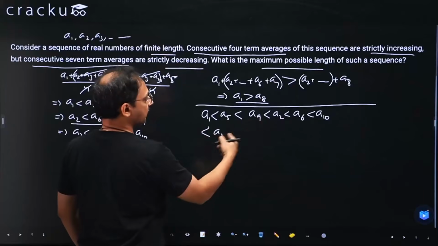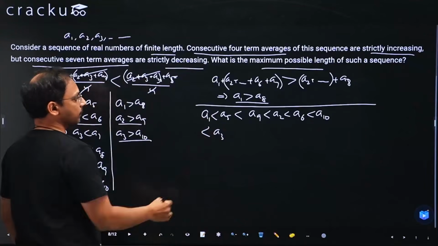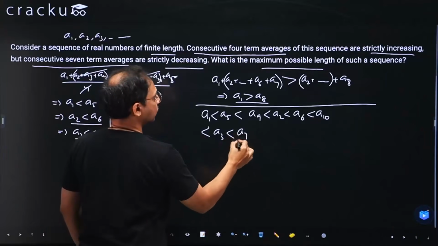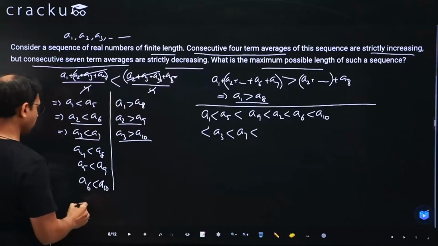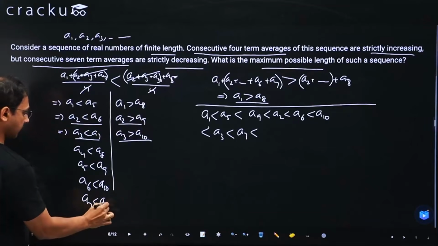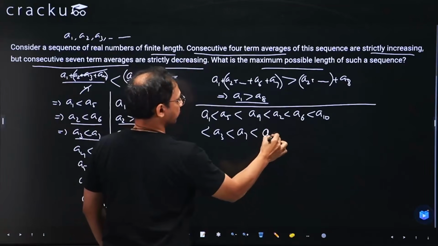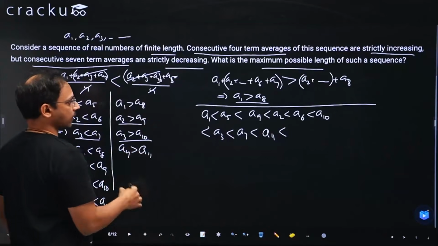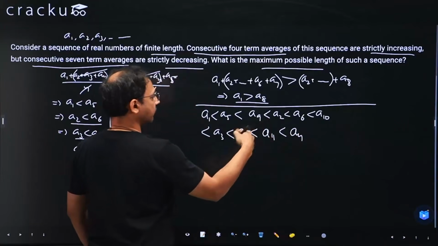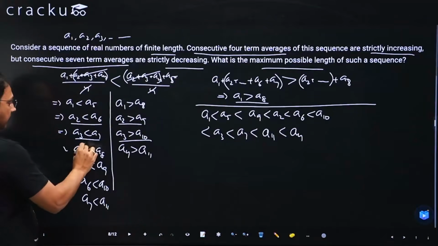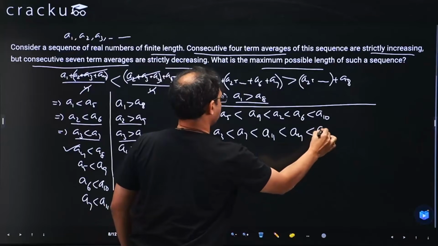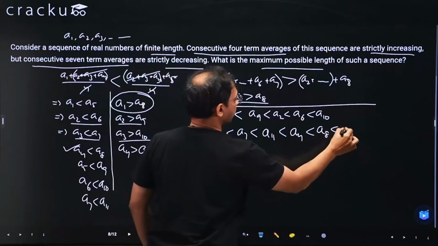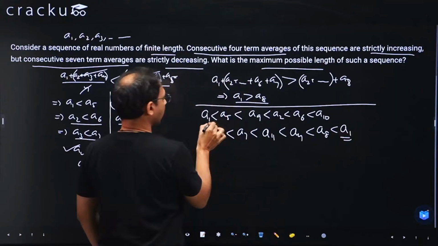So far, so good. A3 will be less than A7. Another new term. A7 will be less than A11. A11 will be less than A4. All different terms. A4 is less than A8. Another new term. A8 is less than A1. This is the first time I got a repetition.